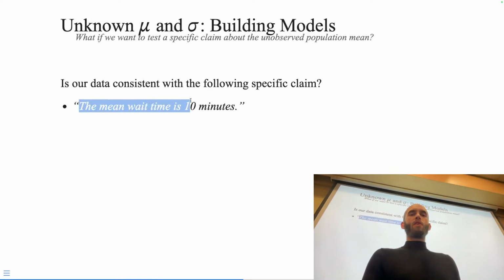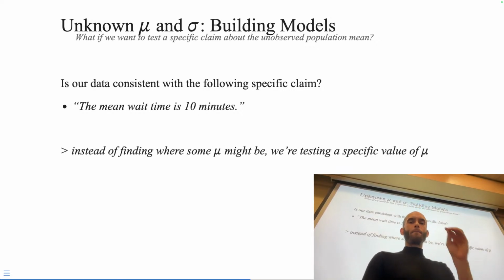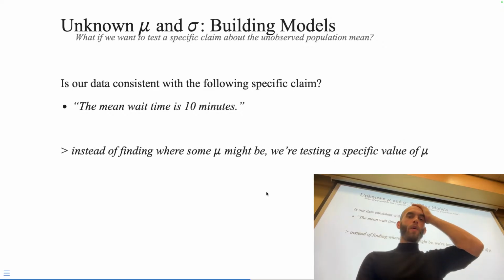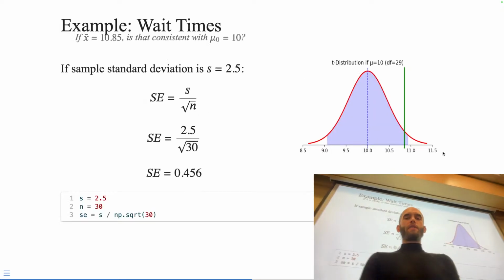The population average wait time is 10 minutes. That's a claim. We have a data set. We don't need to know the truth before asking this question. All we see is our data. How do we deal with that? Instead of knowing where mu is, we're asking for a specific value of mu.